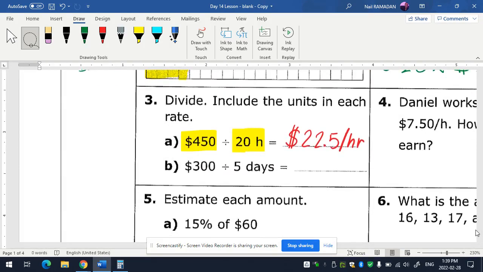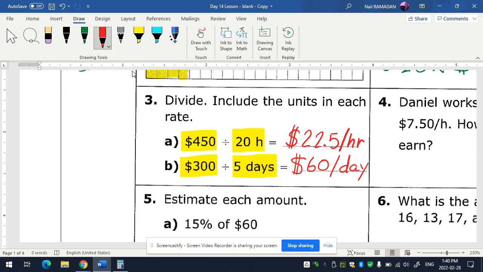How about if you earn $300, but for some job that took 5 days to do? Same exact thing. What's 300 divided by 5? Well, I know this one because 30 divided by 5 is 6. So that means 300 divided by 5 is 60. So that means you were earning $60 per day this time. $60 slash, let's not say D, let's actually say day. So that means every day you were earning $60.